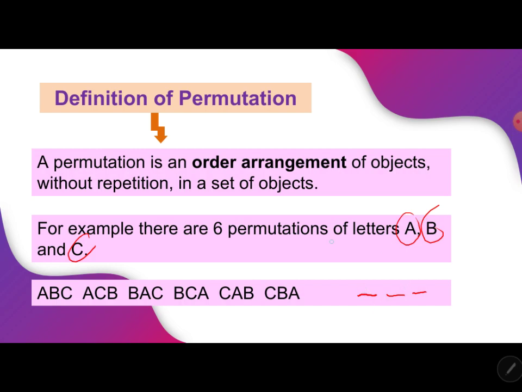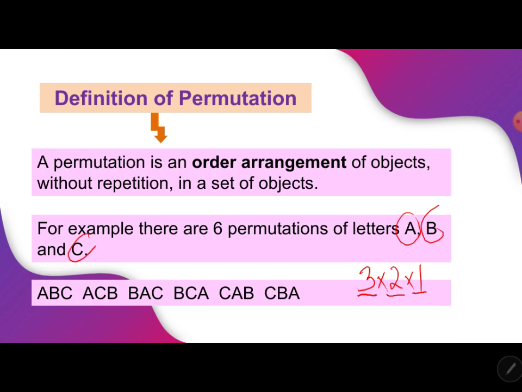We have A, B, and C. So we have 3 choices. For the second place, what remains? Let's say we choose A here. So we have B and C only, which means we have only 2 choices for the second place. And then for the last one, we have only 1 choice. Okay, so this is by using the counting technique.